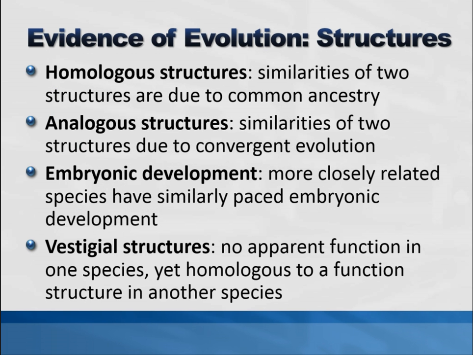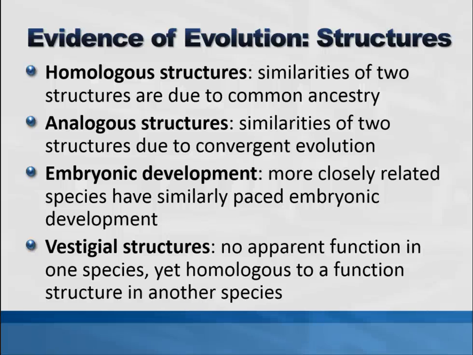Okay, so what is the evidence for evolution here when we're talking about structures? There are four actually big things, right? There are homologous structures, and those are structures that are similar due to common ancestry. We have analogous structures, and those are structures that evolve to be similar because of similar pressures on those organisms, but they do not arise from a common ancestor. They develop from independent structures.